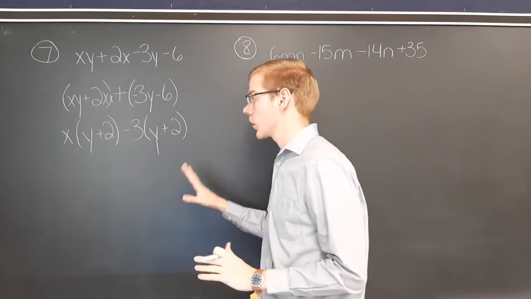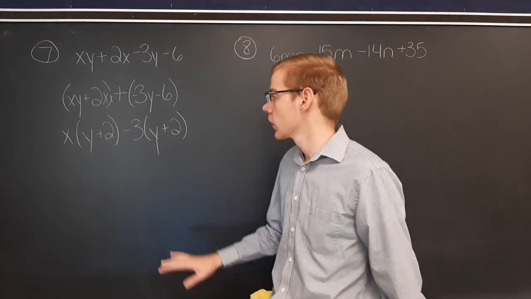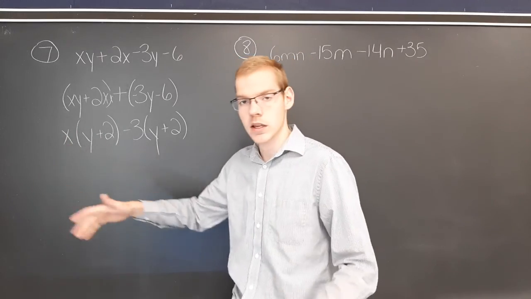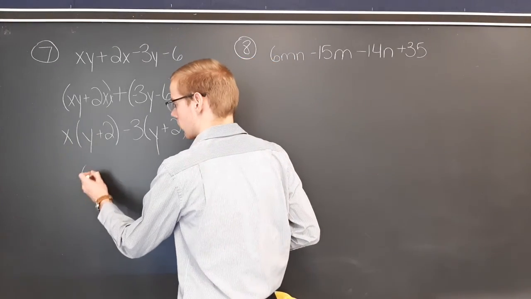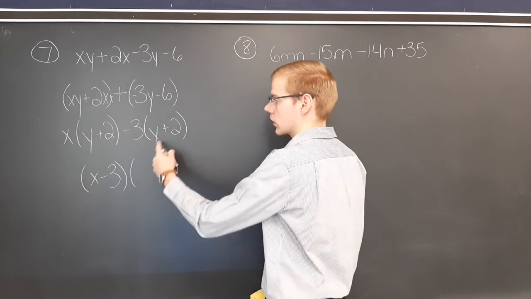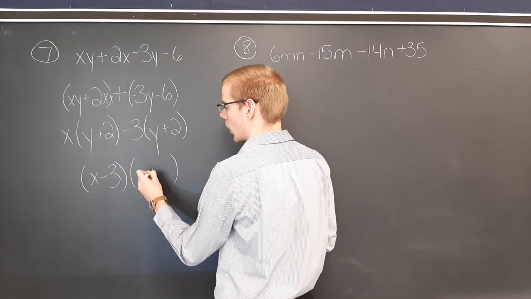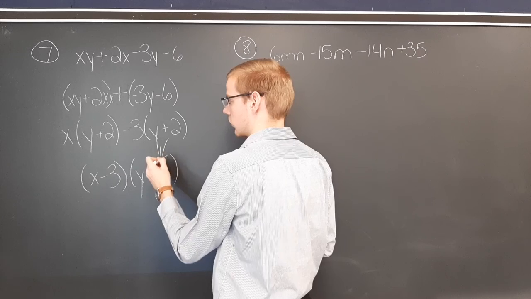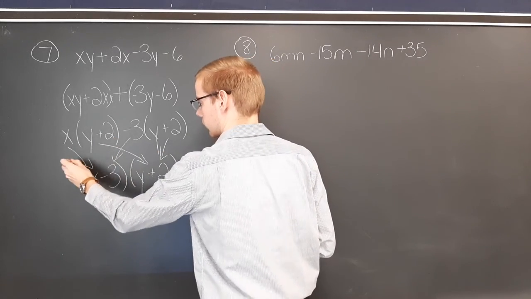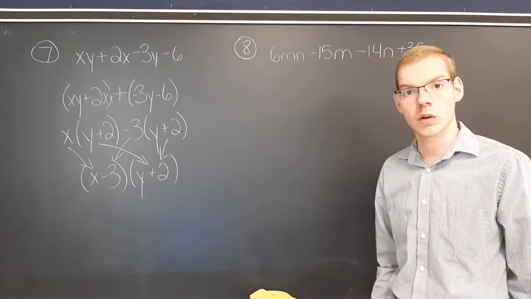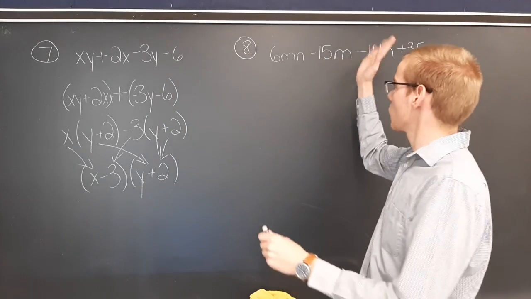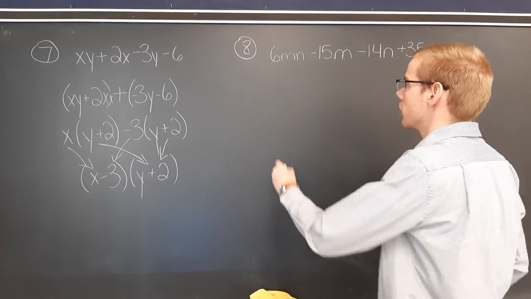Now, there's one more step to do this. Put the ones outside of the parentheses into one set of parentheses, which is x minus 3. And then put one of these in here. Y plus 2. That goes there, and that goes there. All right. Let's do the next one. The next one has a little bit more complexity, but not much.